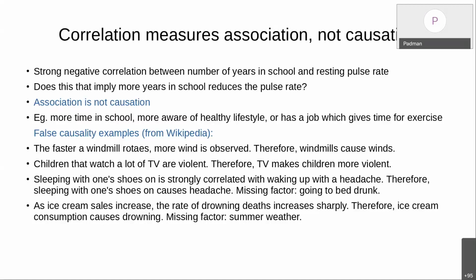Unless you know that it's a controlled experiment, you cannot say that summer weather is associated with drowning events. We can always say there is some correlation between summer weather and drowning, but does summer weather cause drowning? That you cannot really answer. Unless you know what type of data is collected, you cannot answer that.